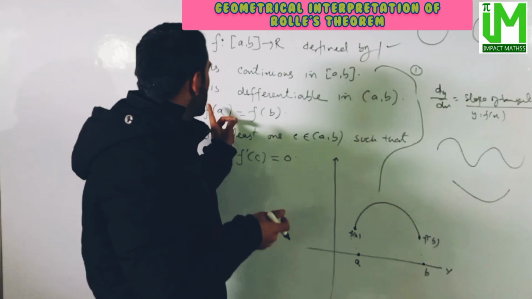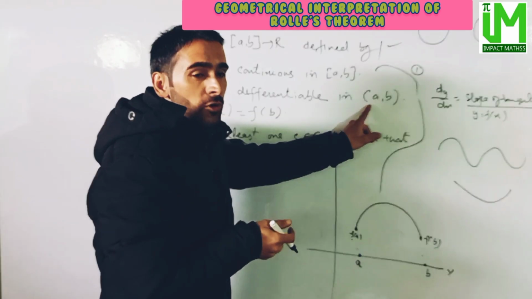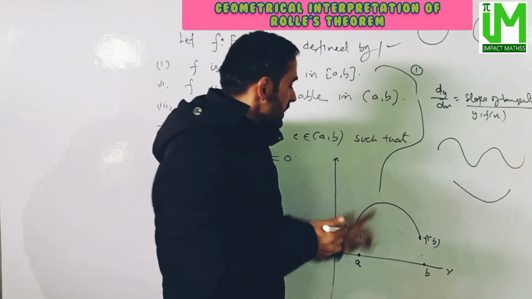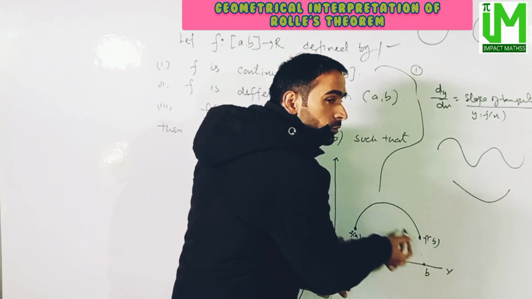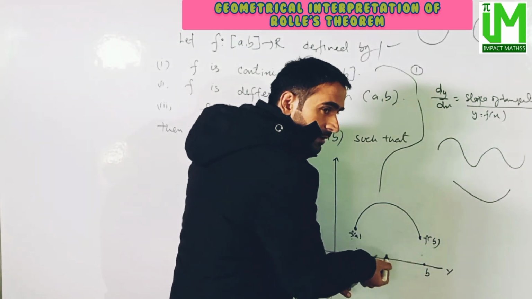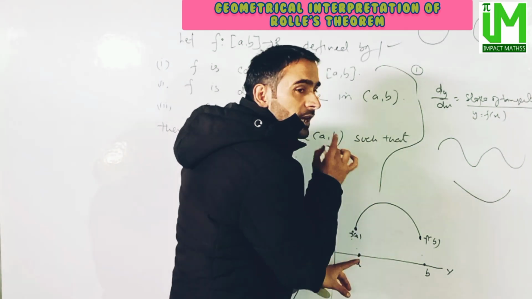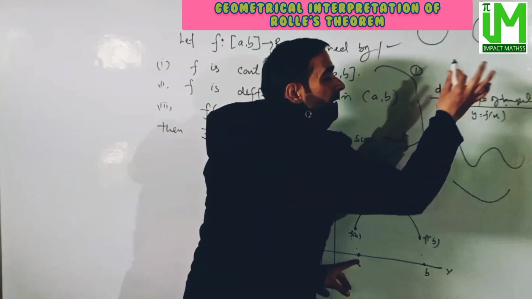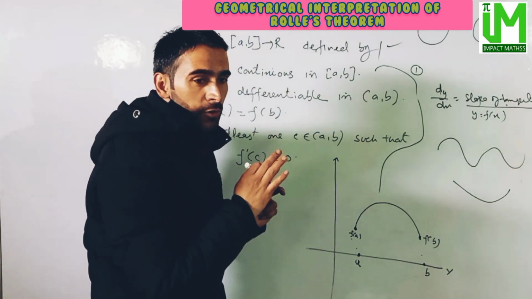So what is the second condition? f is differentiable in (a, b), meaning excluding a and b, whatever point we take between a and b, at that point we can draw a tangent and compute the tangent slope.